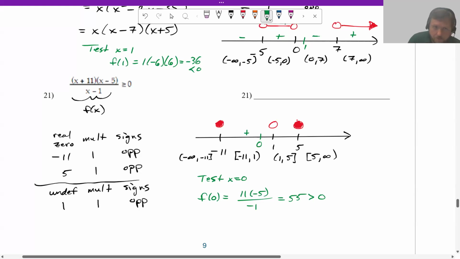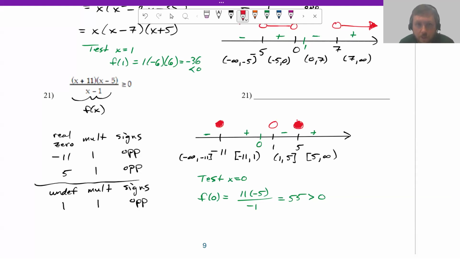All of these are marked as opposite signs. So if we go to the negative 11, then the next region over there is negative. If we go to the positive 1, that also has opposite signs. So since this region is positive, then the next is negative, and then at the 5, that's going to have opposite signs as well. So negative to positive. And then we wanted greater than or equal to 0. So we want the positive regions for our final result.